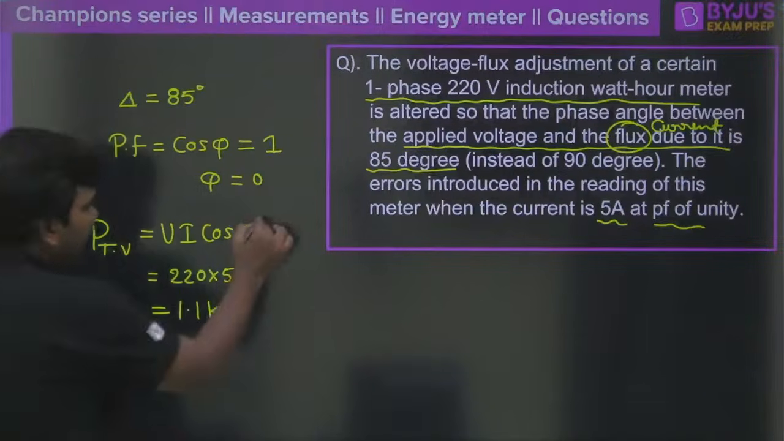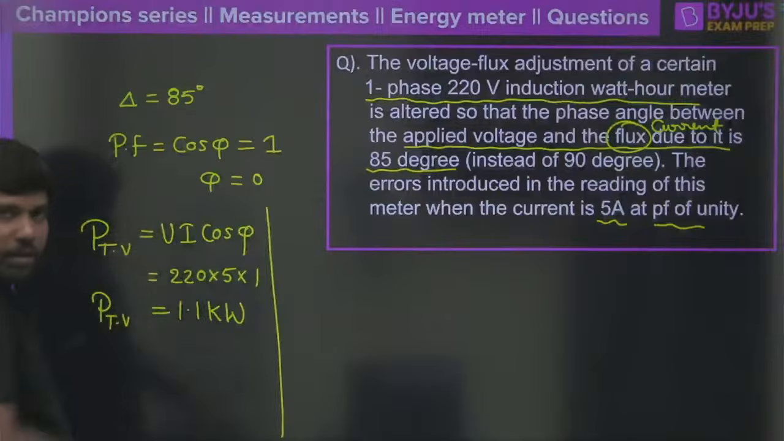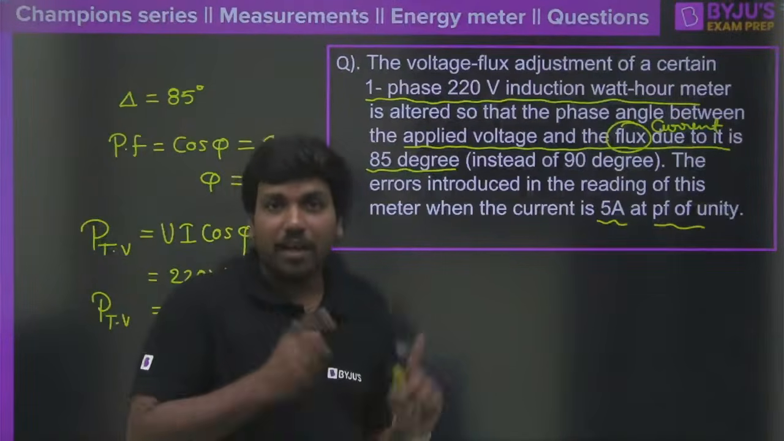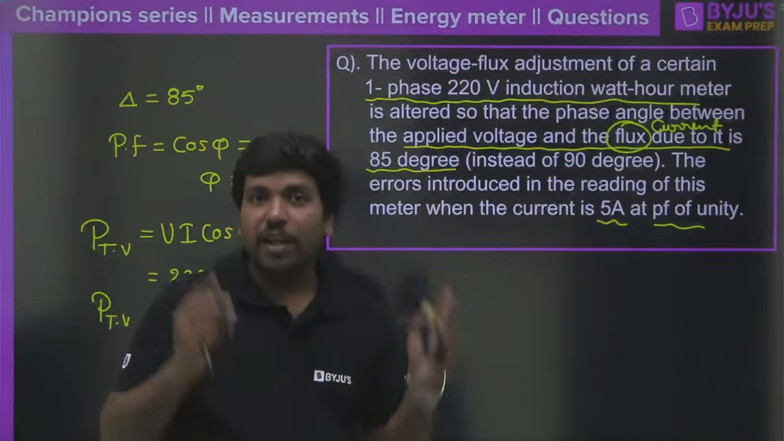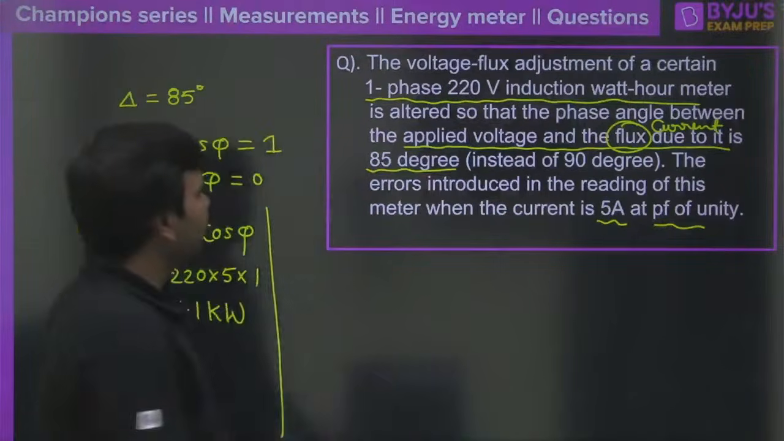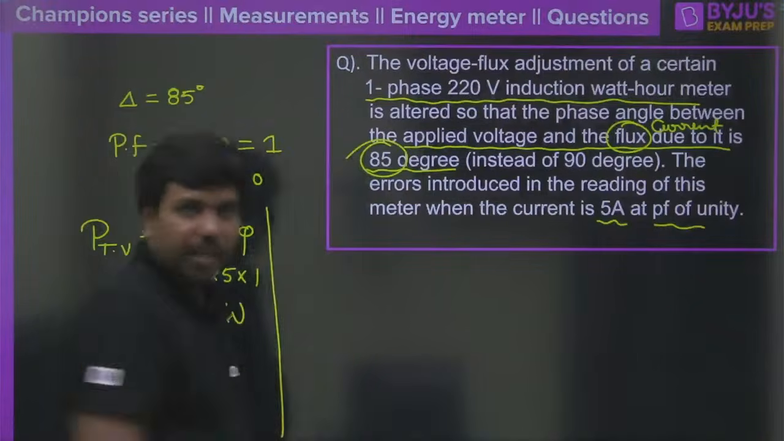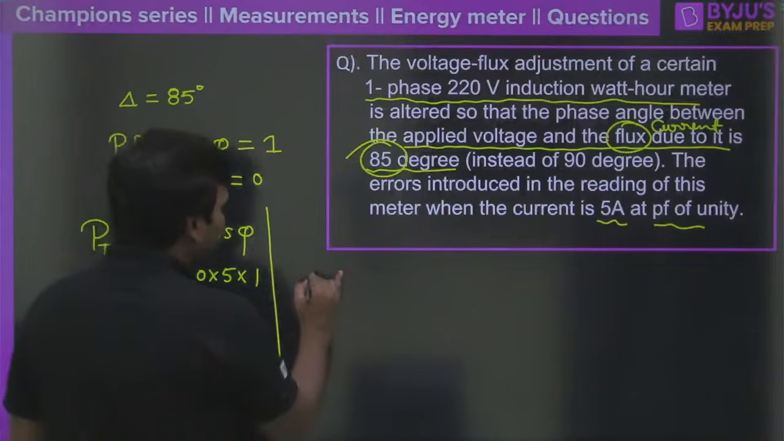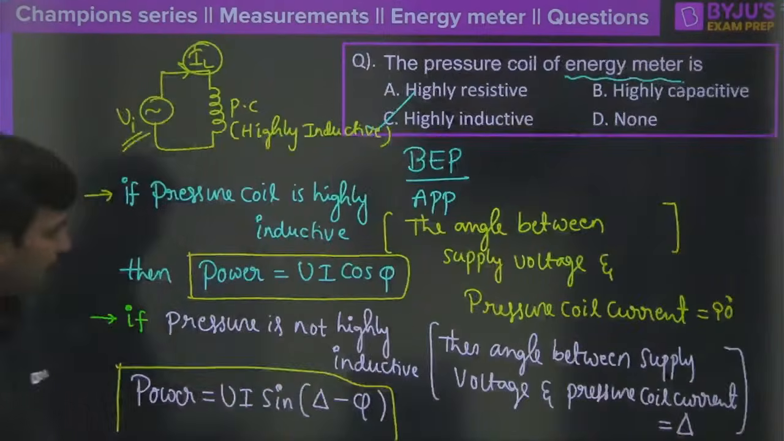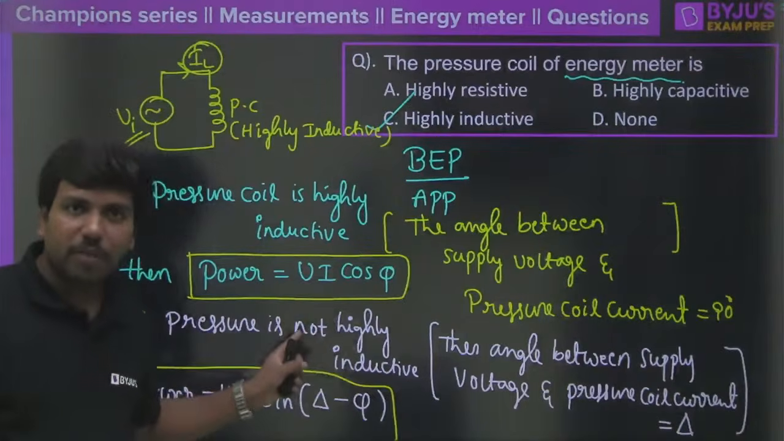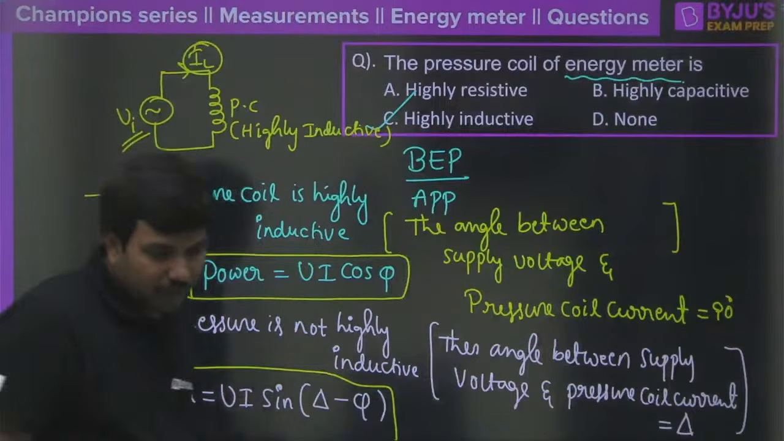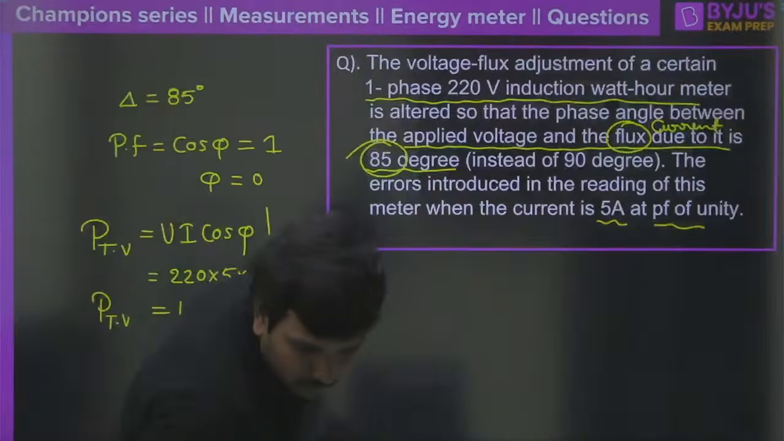But it is possible only when the angle between the supply voltage and the flux in the pressure coil, if both of these two are at 90 degrees angle. Correct? But what he is saying, right now it is at 85 degrees. So what should I say? The measured power now, what I told you earlier. So if the angle is not 90, or even if the pressure coil is not highly inductive, we must use this formula. Correct? So some answer is given here, minus 4.185.